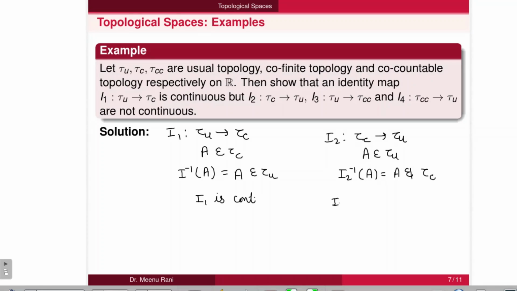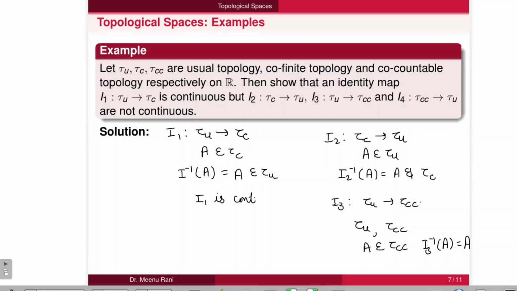So if we take I3, I3 is tau u to tau CC, it is a co-countable topology, where tau u and tau CC are the usual topology and co-countable topology. So if we take any open set in the co-countable topology, then its inverse image is only A, then we cannot say that it belongs to the usual topology, because these are not comparable topologies. So if we take any open set in the co-countable topology, that may or may not belong to the tau u.